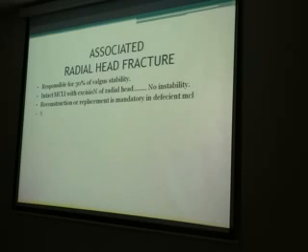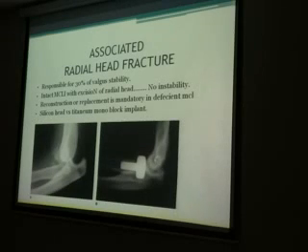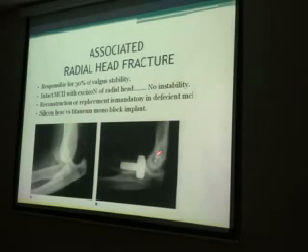Radial head must be reconstructed or replaced. We have multiple types of reconstruction. We have silicone head, we have titanium head. Anyway, the radial head must be retained. Okay?